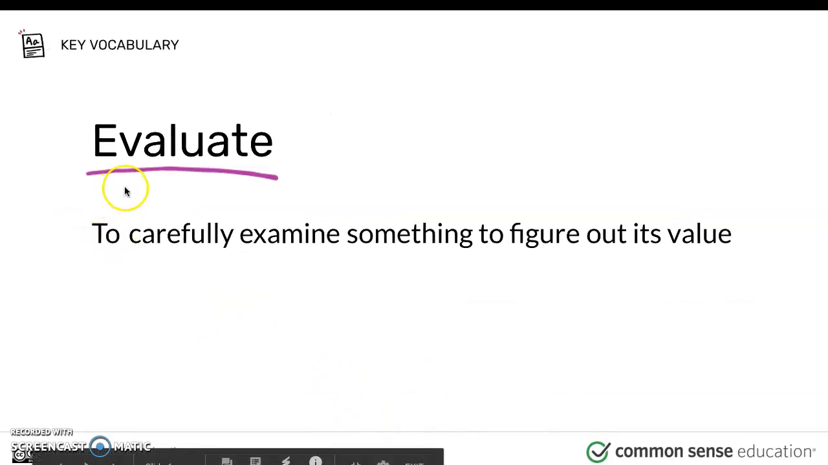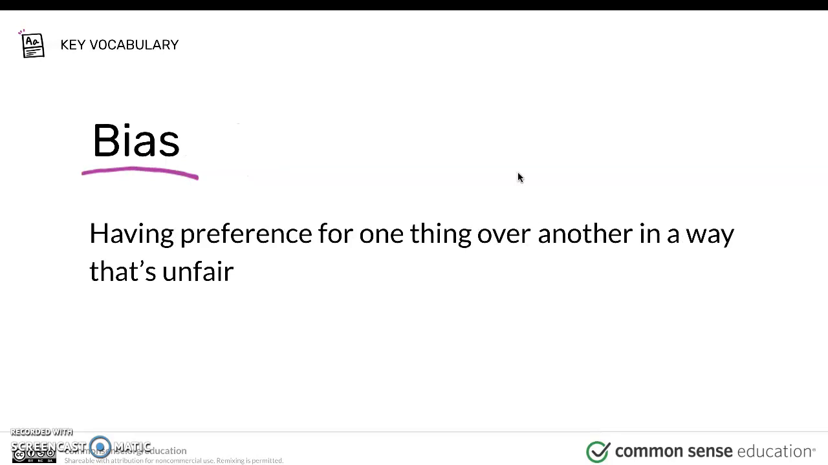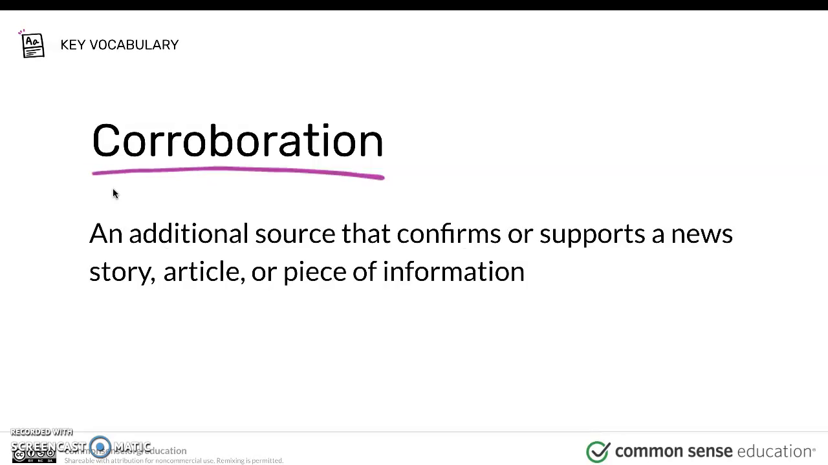Another important vocabulary word is to evaluate, and that's to carefully examine something and figure out its value. So as you're looking at different sources, it's very important to evaluate the source to see if you think it's true or not. And then another word, bias, which I mentioned in the editorial section, that's having preference for one thing over another in a way that's unfair. So we all have biases, whether we know it or not, and authors will use their own bias to try to convince you of their way of thinking.